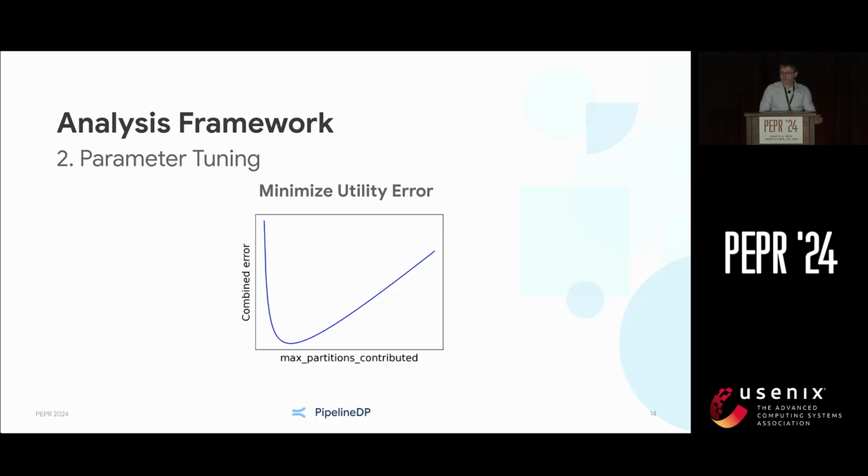The second part, once we have the utility analysis, is parameter tuning. Basically, it is how to minimize a function of a few variables, but the main challenge is that computing this function even once is expensive because usually the dataset is large.